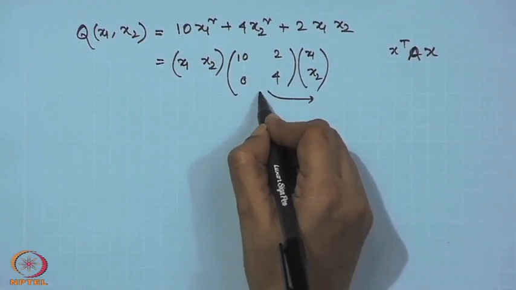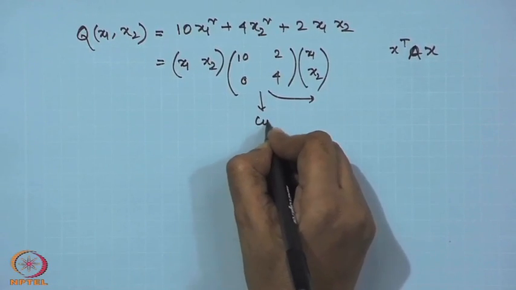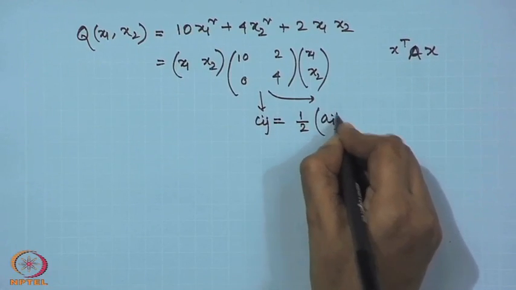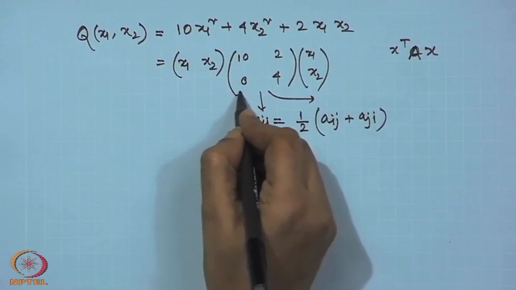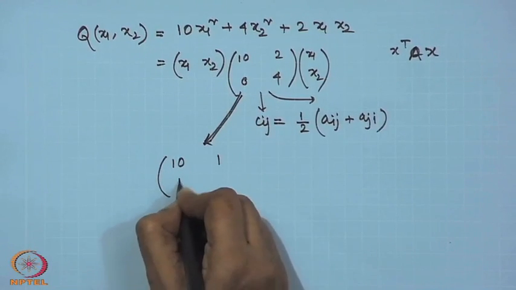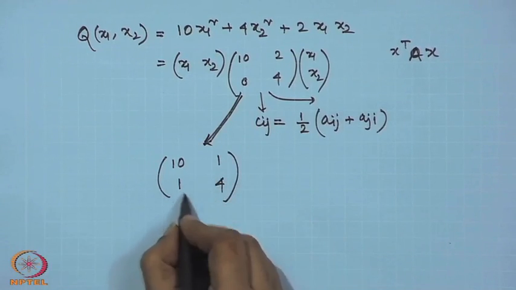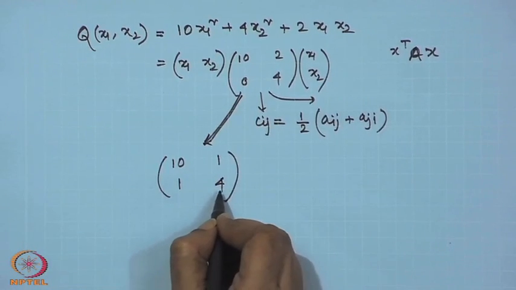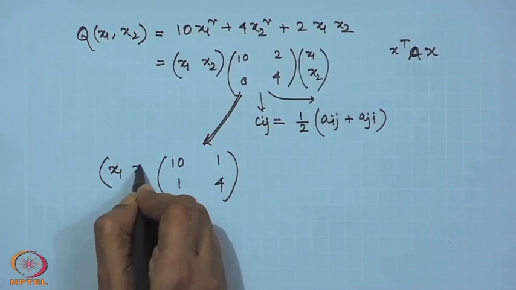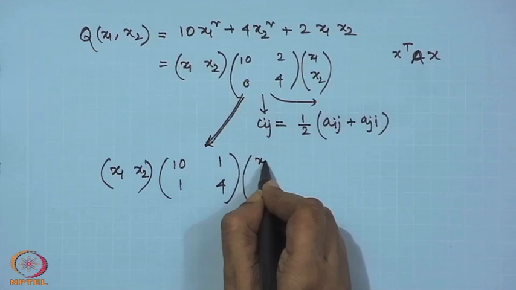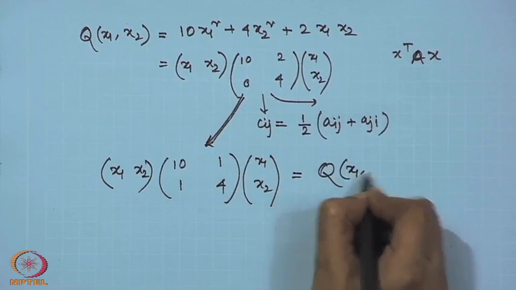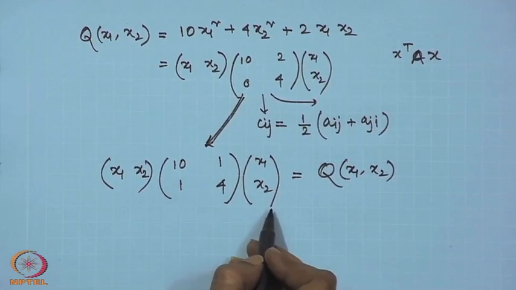If I want to make this matrix a symmetric matrix, we will use that equation as I have told you. We will take aij plus aji. That is why this matrix will become 10 1 and 1 4. Certainly, this matrix is the symmetric matrix because the transpose of this matrix is again the same matrix, and here if I write x1 x2, here also x1 x2, we can conclude that this is again our Q of x1 x2. That is why the quadratic form can be written in the symmetric form.